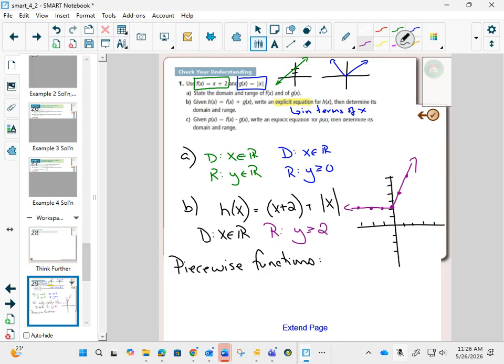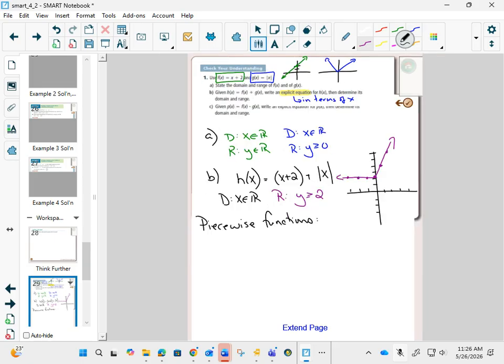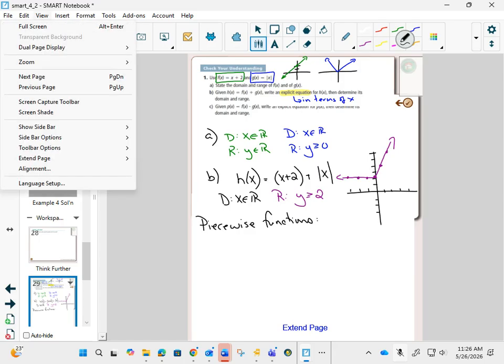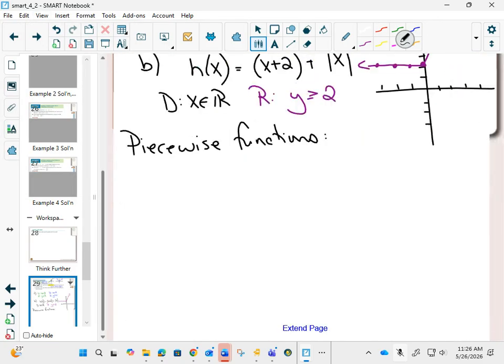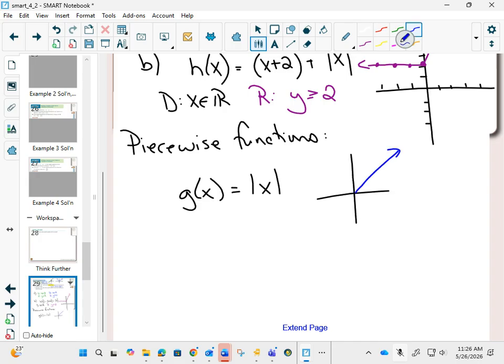The most common piecewise function that we actually write is g of x. I'll do this for you. G of x was the absolute value of x. And you know the absolute value of x is really 2 straight lines grouped together. And so when we write a piecewise function, we can write g of x like this. Big fancy squiggle bracket. And we write both parts separately.